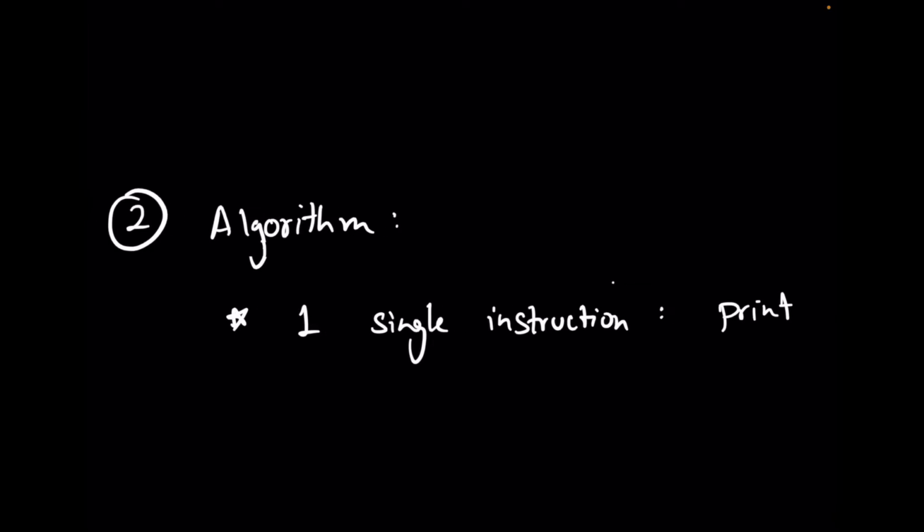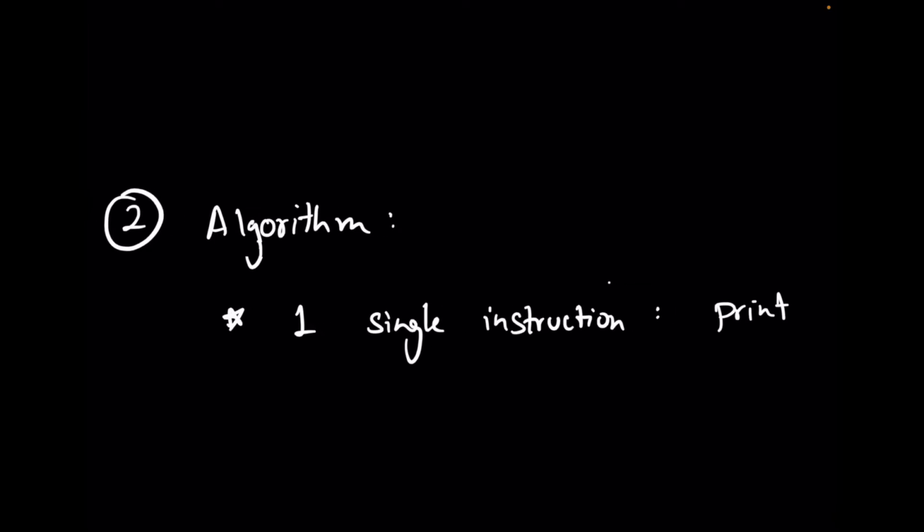Now the second point is the algorithm, right? So what is the list of steps, or the list of instructions, that we have to write in our programming language so that we can get the computer to write the words hello world on the screen? In most languages, this is just a single instruction, a single word, if you will, of the programming language. For Python, this word is print.